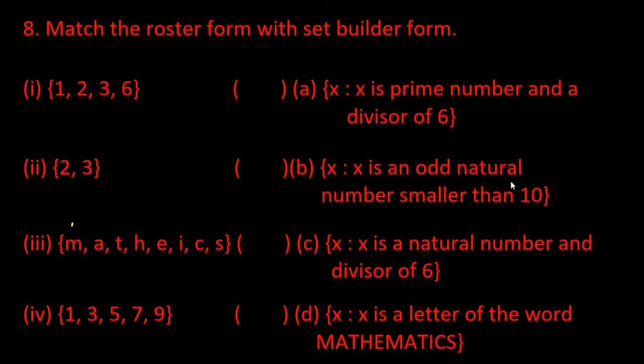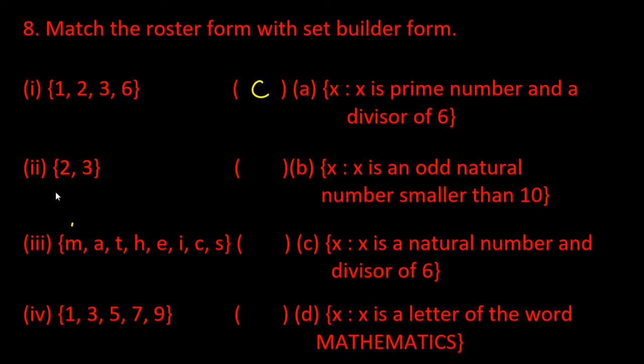Then x is an odd natural number smaller than 10. So here we have 6, an even number. So this is not correct. Then C, x is a natural number and divisor of 6. So here 1, 2, 3, 6 are divisors of 6 and natural numbers. So C is the answer.